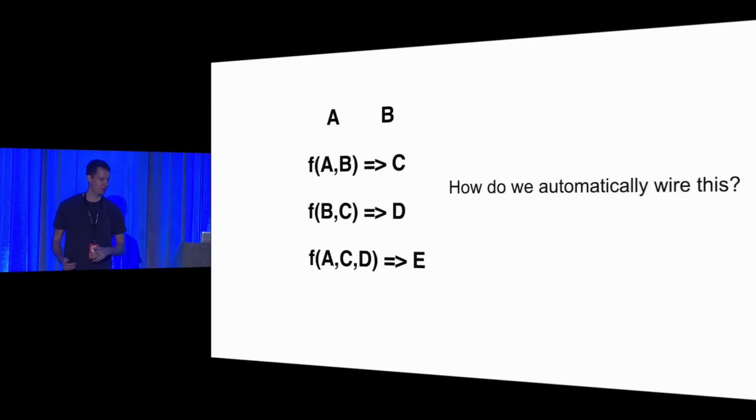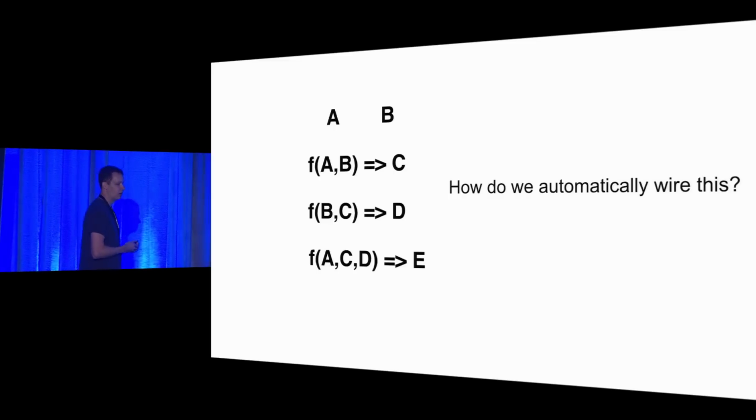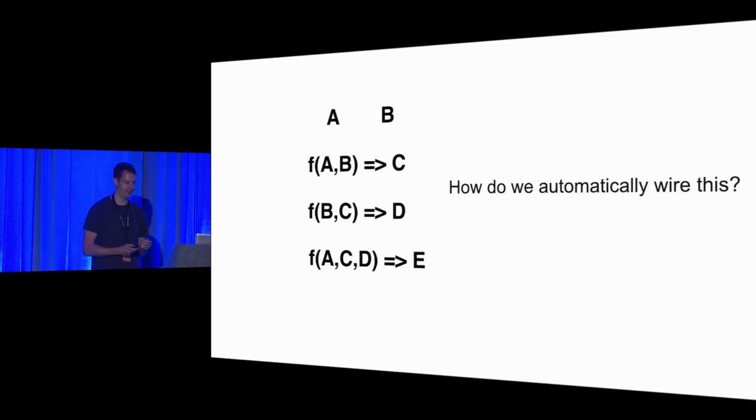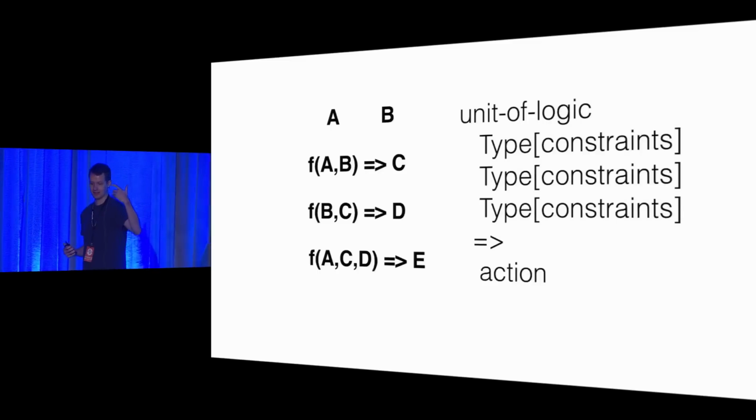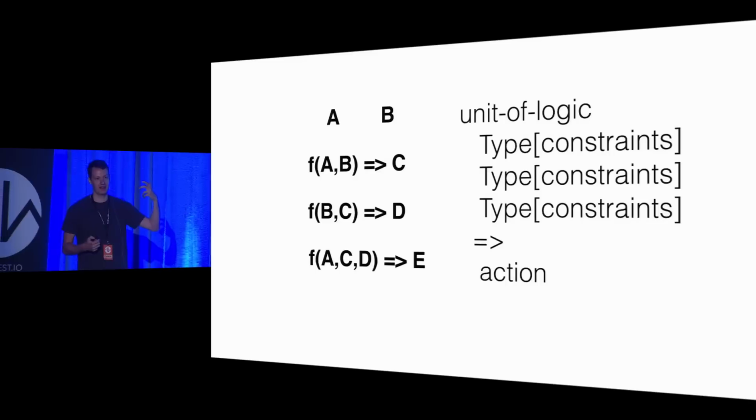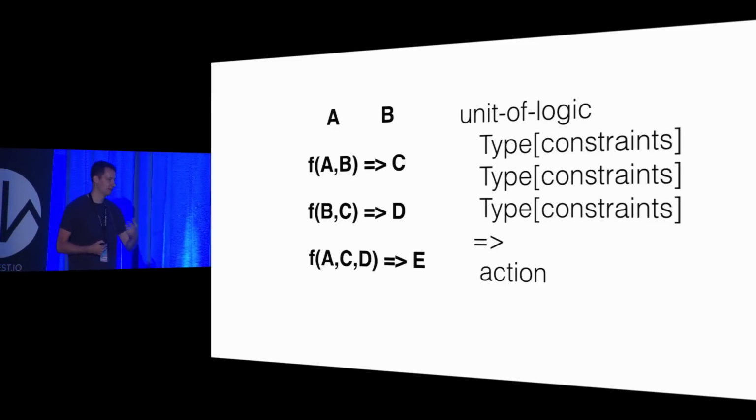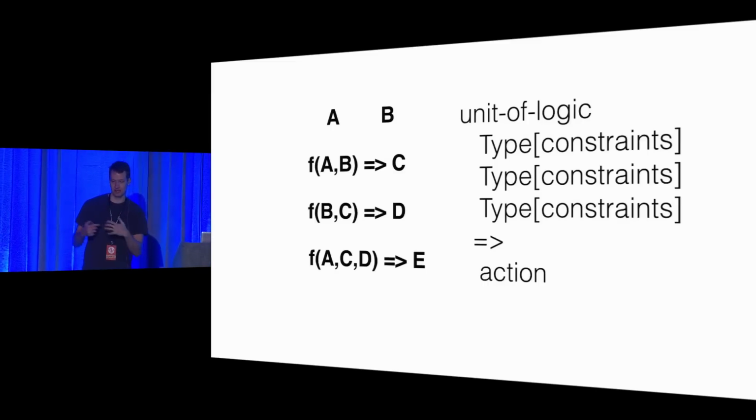So if we look at this example, how would we express this? How might we express these individual units in ways that we could wire them together? Well, one way to approach it is to take every unit of logic that we're working with and just think of what are its inputs. It has a type, if in languages that define whatever the typing system of your language is, it might have some constraints on what the inputs are. And then when all those inputs are satisfied, it invokes some action.